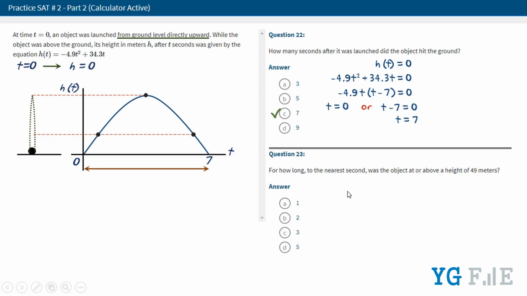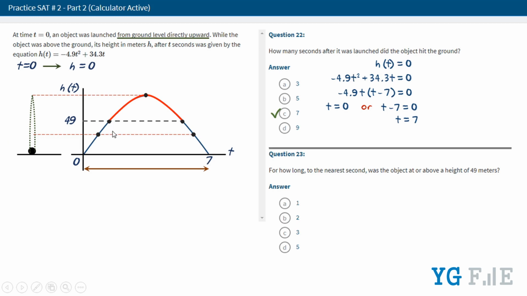For how long, to the nearest second, was the object at or above a height of 49 meters? So we want to know the duration when the object is at a height of 49 meters or above. Let's set a point at a height of 49 meters here, and if we make a horizontal line to the graph, the horizontal line will intersect at 2 points. The first point is when the object goes upwards, and the second point is when the object goes downward.